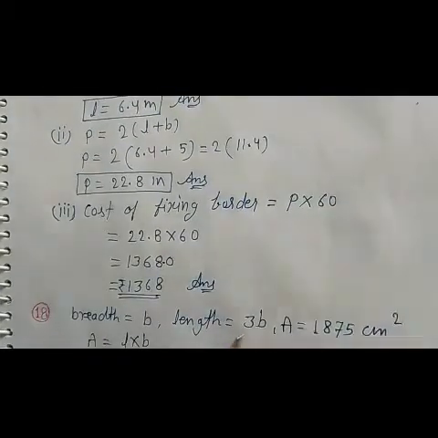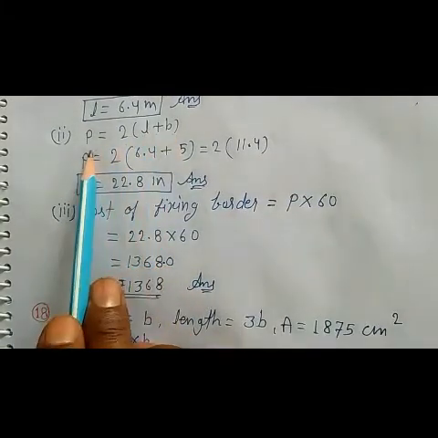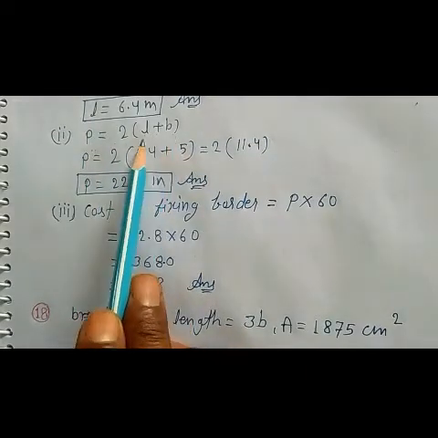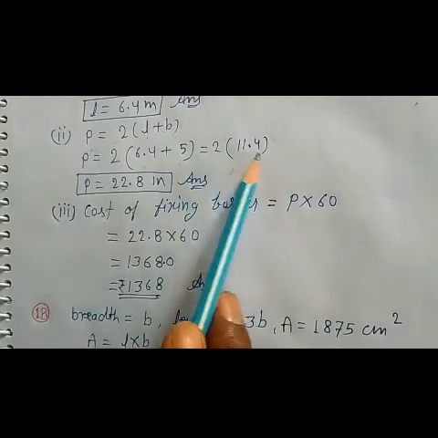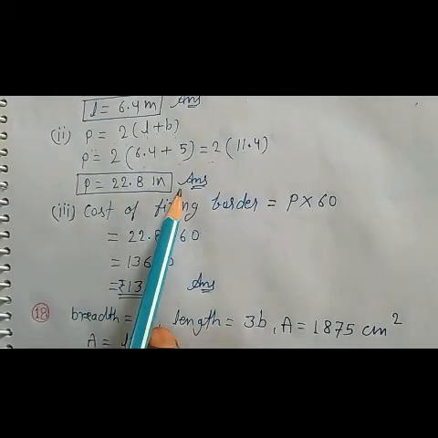This is the length. Now this length will be used. Perimeter we have to find out, length plus breadth. Formula: perimeter of the rectangular field is 2 into length plus breadth. Place the value of L, place the value of B. This will be 11.4 multiplied by 2, 22.8 meter.